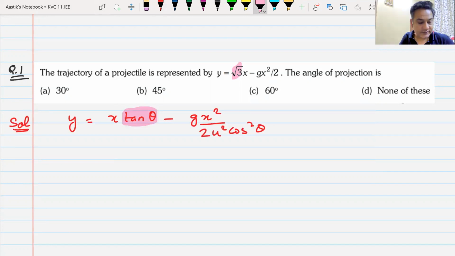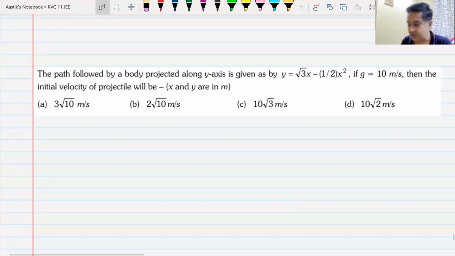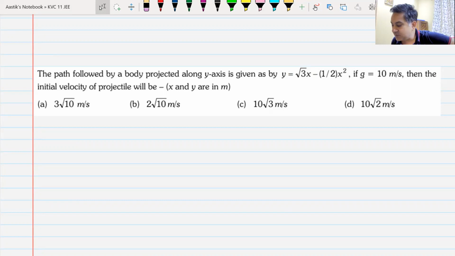Comes the next one. The path followed by a body projected along y-axis is given by this. g is 10. What is the initial velocity of projection of the particle? You have 1 minute to do this.